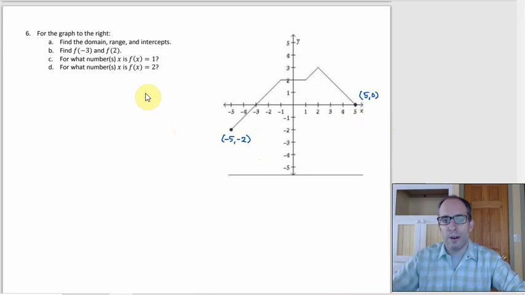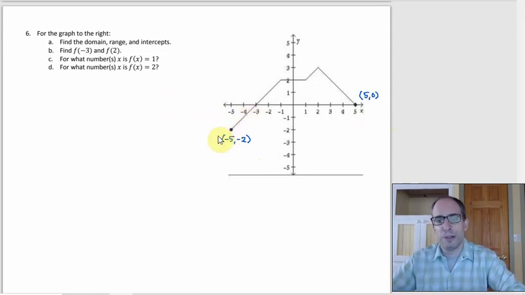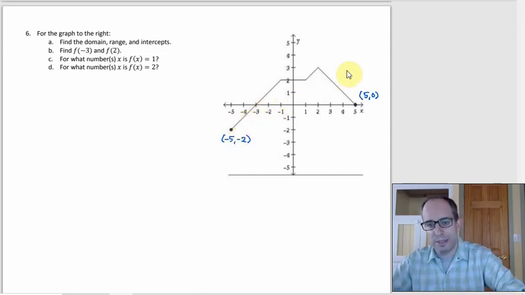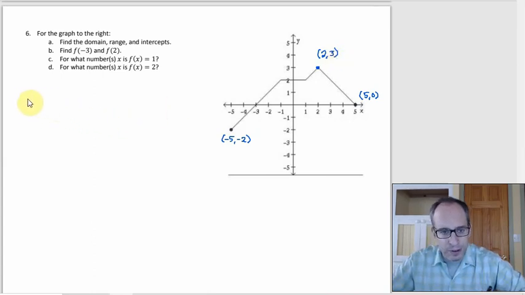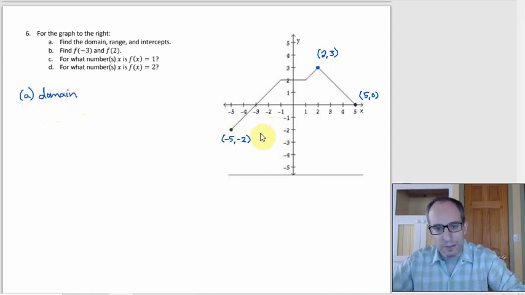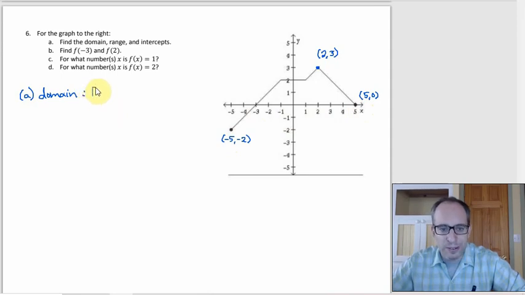And then for the range, because we're going to need this in a minute, we want the lowest point and the highest point. The lowest point is this one, right? It's the -5, -2. The highest point is actually up here, right at the top of this peak. So this is going to be 2, 3. All right, so then finding the domain, range, and intercepts. For the domain, -5 is the x-coordinate of the point farthest to the left, and 5 is the x-coordinate of the point farthest to the right. So we get the interval from -5 to 5.